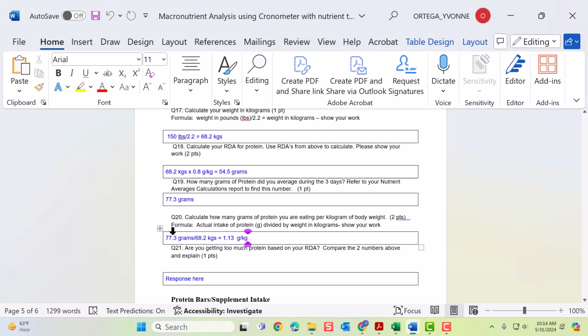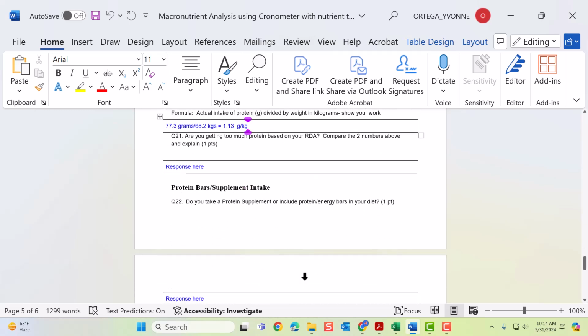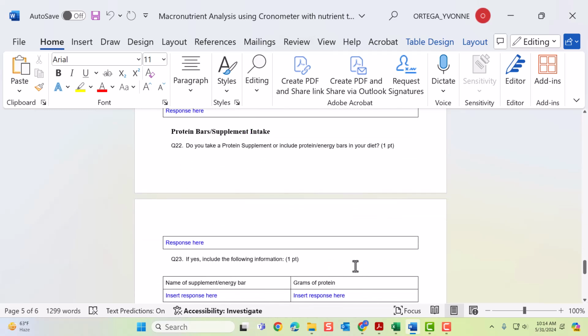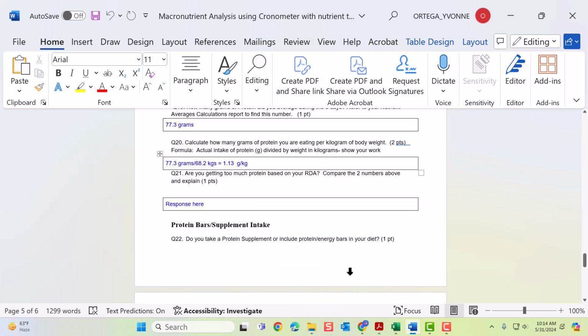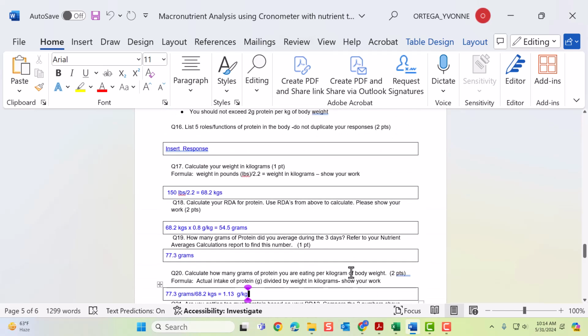Use your units. Is that too much? Well, it's more than 0.8, it's more than your RDA. Then you would be answering, well, I only need 0.8 grams and I'm getting 1.13. I might be getting a little too much protein, probably because I take a protein supplement and I use 2 scoops and that's an extra 30 grams. Maybe I should only use one. So we're thinking about, based on how much you need, are you getting too much or are you not eating enough? Some people just may not be getting enough protein.